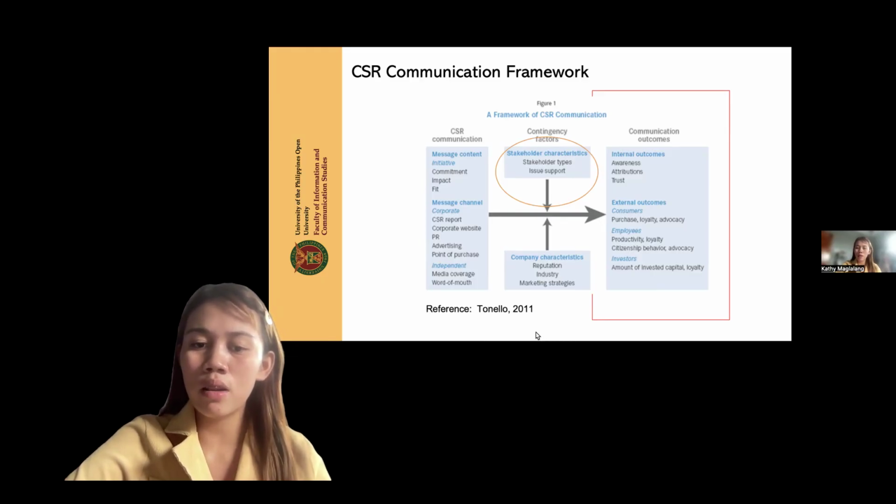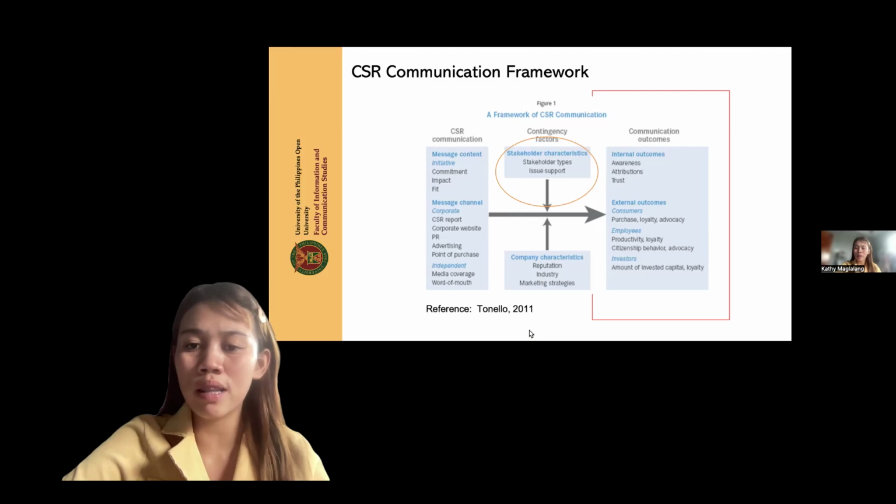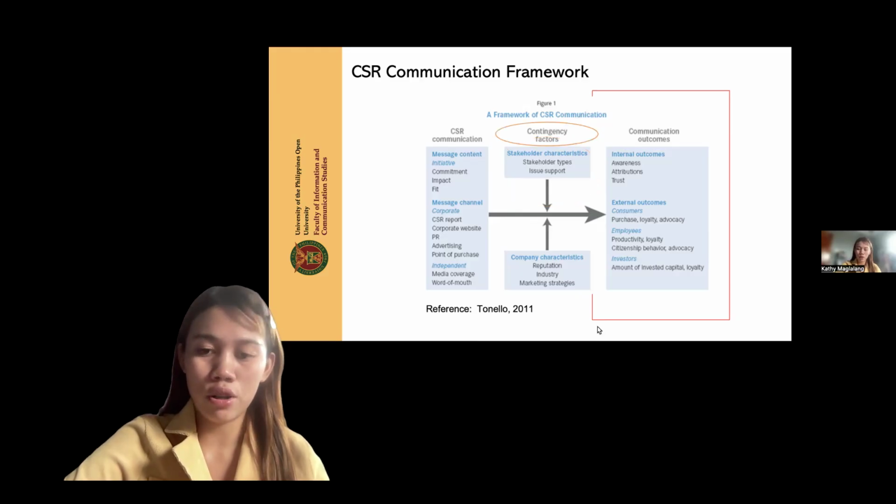It explains that communication should be based on what stakeholders need to hear, how they prefer to receive information, and when it should be delivered. Effective communication builds goodwill, while poor communication can damage reputation. Thus, CSR communication must be strategic and audience-centered.